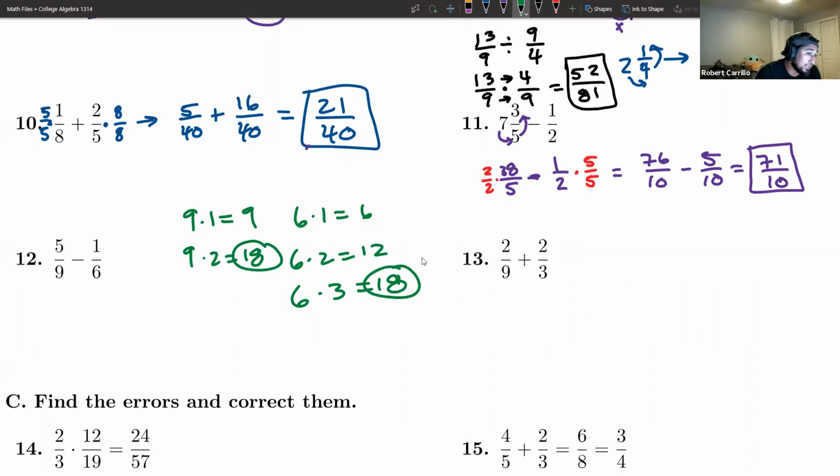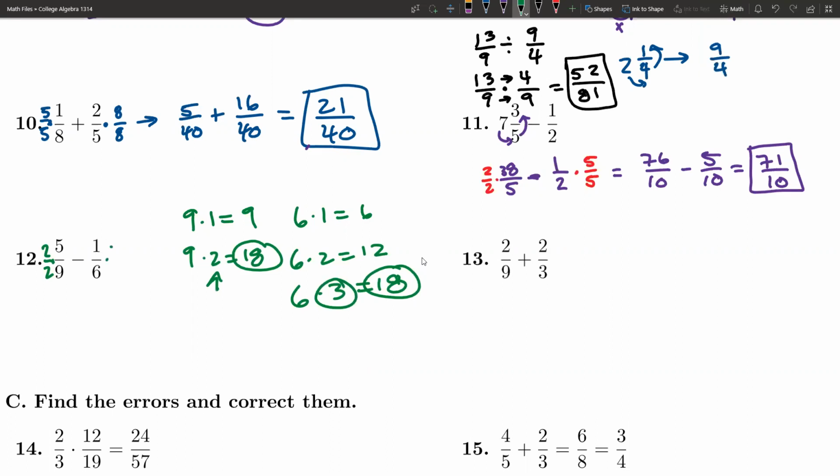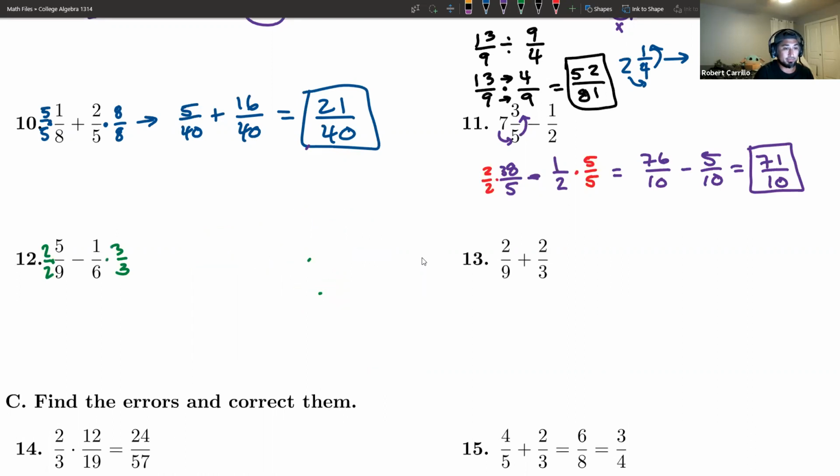So actually making this list can help you, because it tells you what you should multiply the fraction by. So 5/9 needs to be multiplied by 2/2, and 1/6 needs to be multiplied by 3/3. There you go. And then you get 10/18 minus 3/18, and we get 7/18.